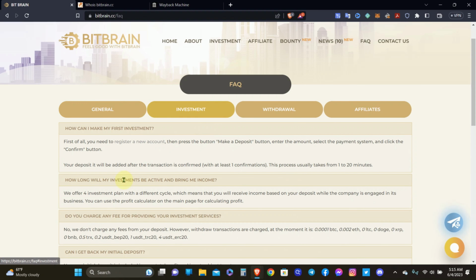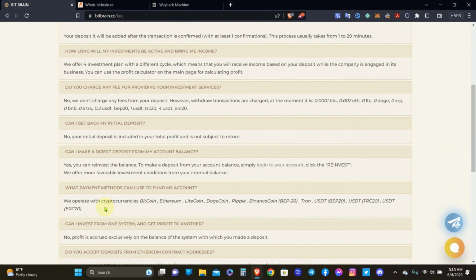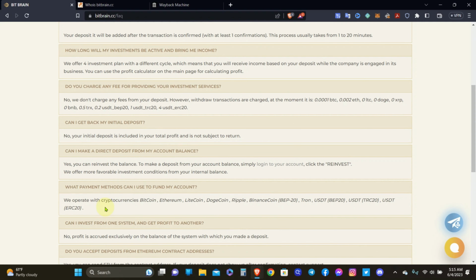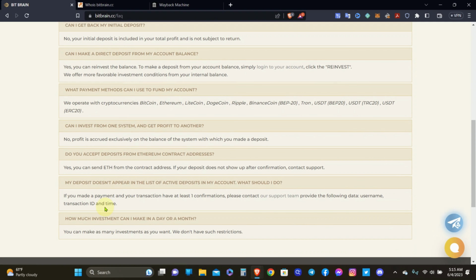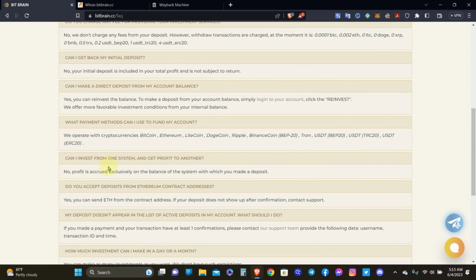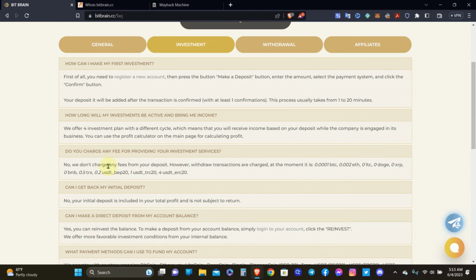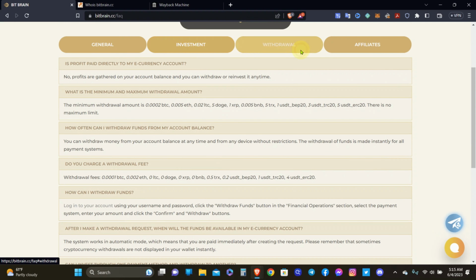And I think there was another one that I saw in the FAQ. It was like another guarantee. I can't remember exactly what it was right now. Where was that at? Can I invest from one system and get the profit? Nope. Where was that information? I think it was withdrawal. How often can I withdraw funds from my account balance? You can withdraw money from your account balance at any time and from any device without restrictions. The withdrawal of funds is made instantly for all payment systems.